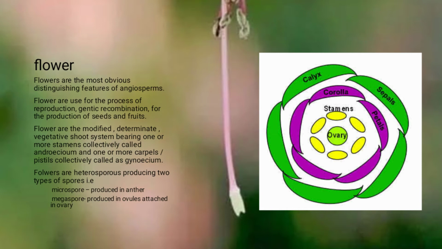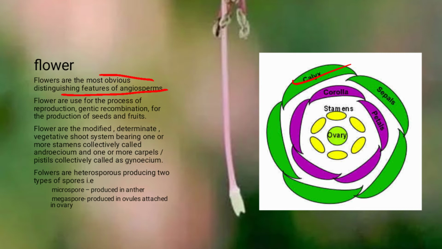What is a flower? Flower is one of the most obvious and distinguished features of the angiosperms. As we studied in our last session, it is a modification of the shoot where the shoot apical meristem is modified into the flower, where the internodes are reduced or condensed to form a disc-like thick structure called the thalamus on which the floral parts are arranged.